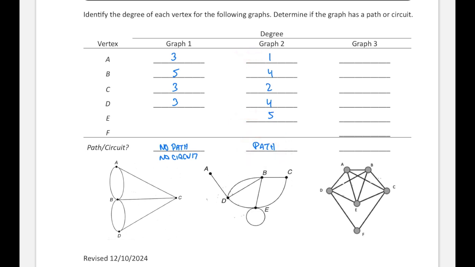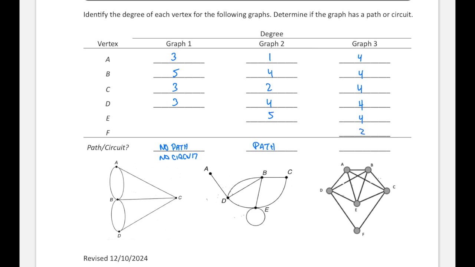Let's take a look at graph 3. Vertex A has degree 4. Vertex B has degree 4. Vertex C has degree 4. Vertex D has degree 4. Vertex E has degree 4. Vertex F has degree 2.